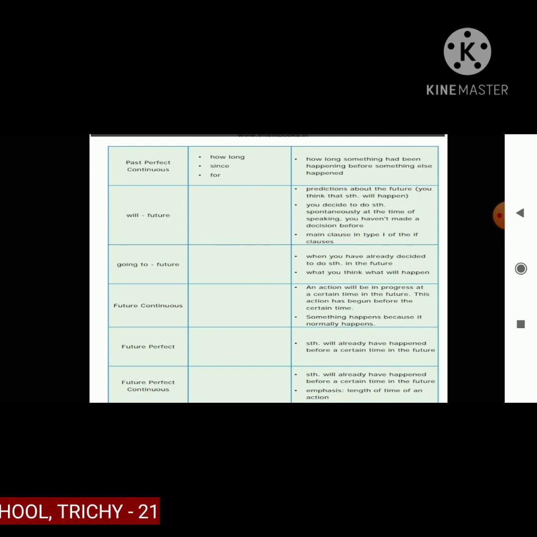Okay, so that's the future level, future, past and present. So totally it will cover 12 types of tenses. You just have to recall them. So okay, thank you students.